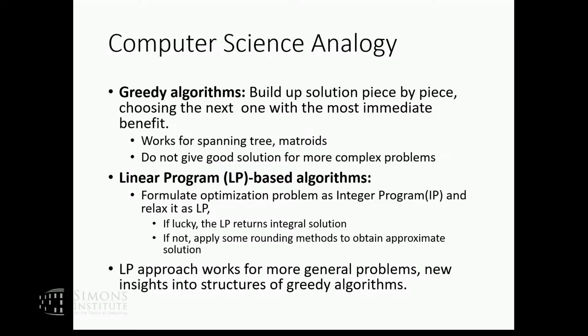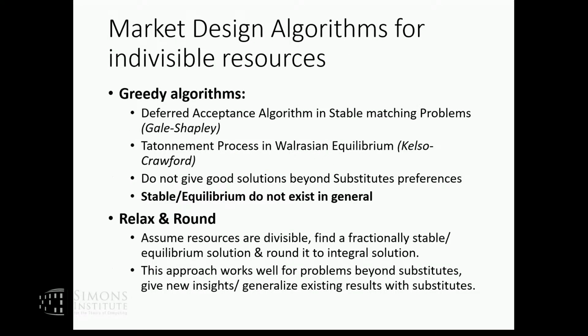Okay, so I want to convey that in market design, the same insights actually hold, right? The two beautiful building blocks, the cornerstones of market design, deferred acceptance and the Walrasian tatonnement process for competitive equilibrium, are actually just greedy algorithms. They work very well when preferences are substitutes. Without these conditions, not only does the greedy algorithm stop working, we have a more serious problem: stable solutions or competitive equilibria don't exist anymore.